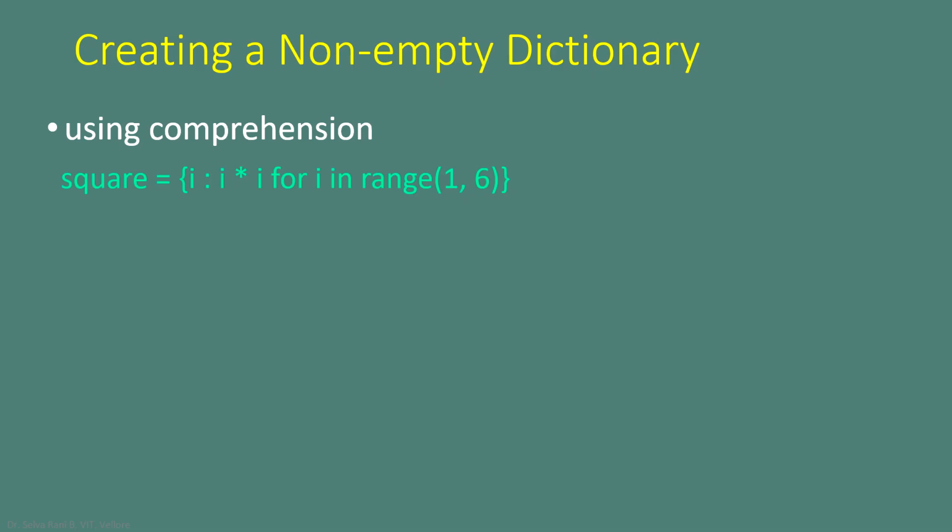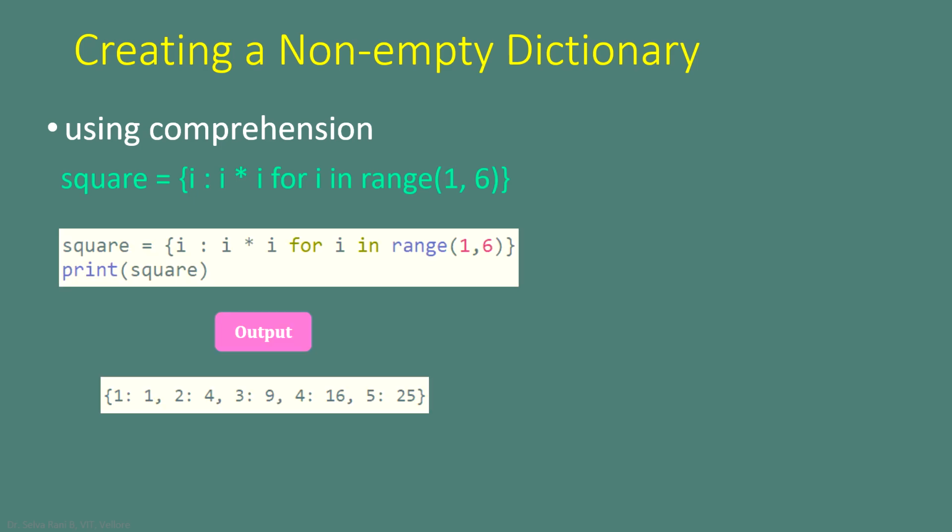The next value of I is 2. So 2 is taken as the key, 2 into 2 is taken as the value and it is stored in square dictionary. In this way, if we display square, we are getting the output as 1, 1, 2, 4, 3, 9, 4, 16, 5, 25.